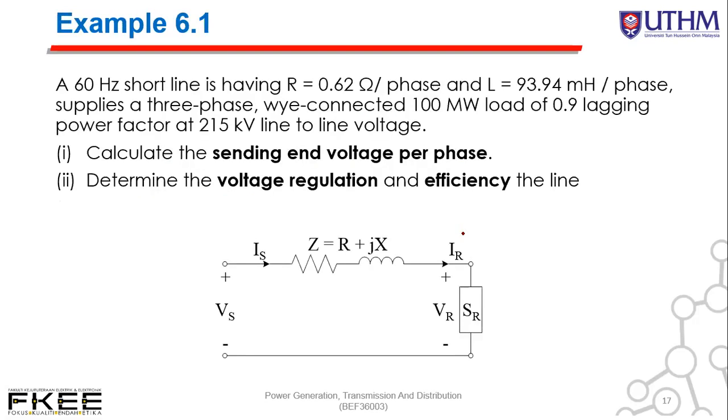Now we look at example 6.1. In this example, at 60 Hz, a short line model has R equal to 0.62 ohm per phase and L equal to 3.94 millihenry per phase. It supplies a three-phase Y-connected 100 megawatt load at 0.9 lagging power factor. Lagging means the voltage regulation is positive.